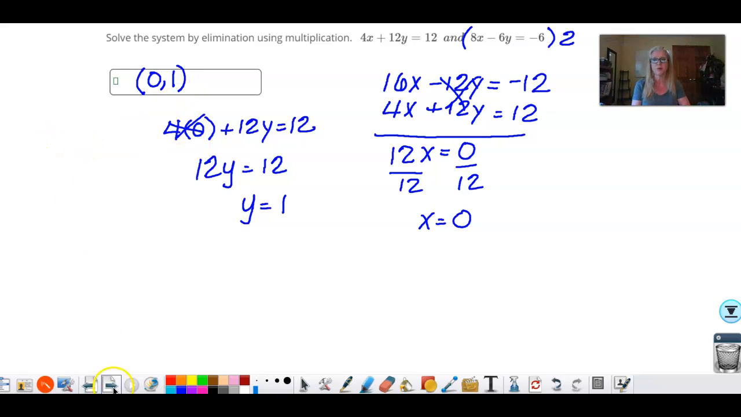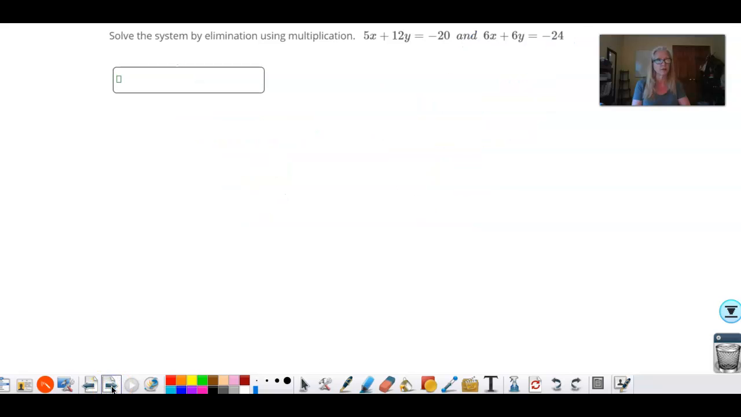Those two problems were from the practice. The remaining problems are from the quiz.